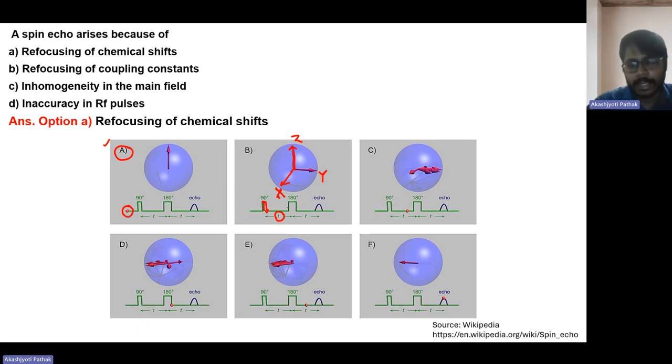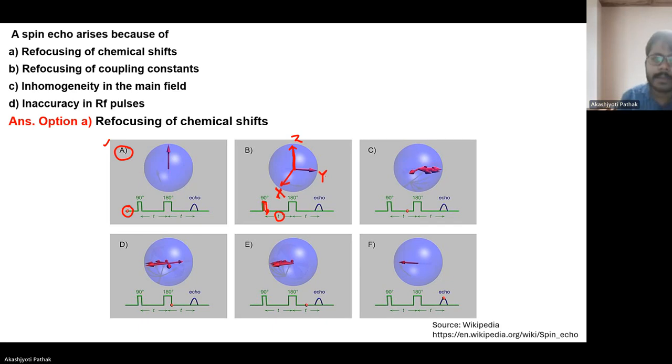What is this delay referring to? This delay means that I have stopped the RF pulse. At this position, I have stopped my external RF pulse. So now what will happen? I'm just leaving the system on its own without any disturbance. Now all the nuclei will again experience the external magnetic field. External magnetic field is along the plus Z axis. So they will again start experiencing the external magnetic field.